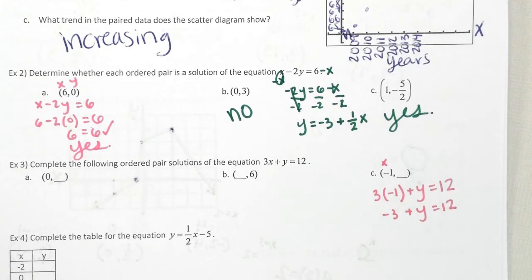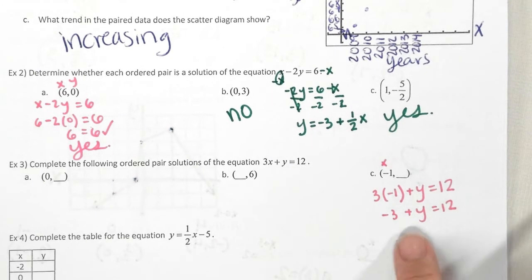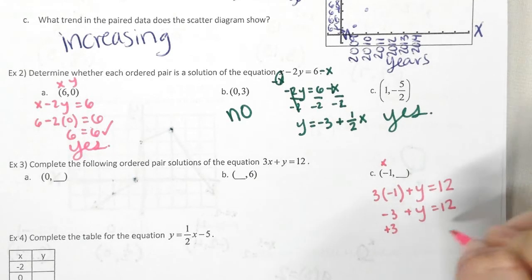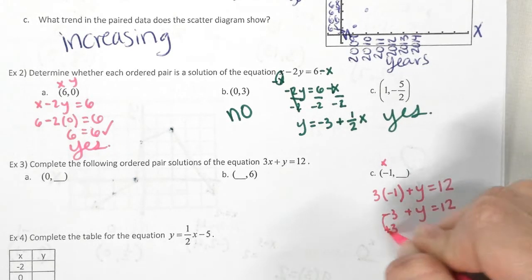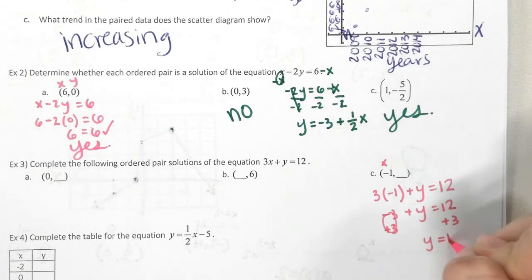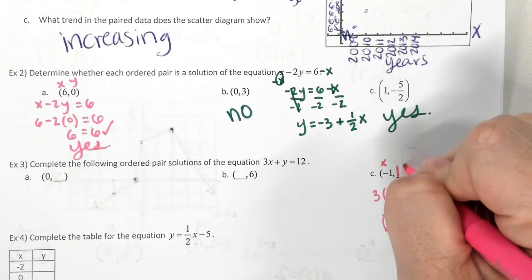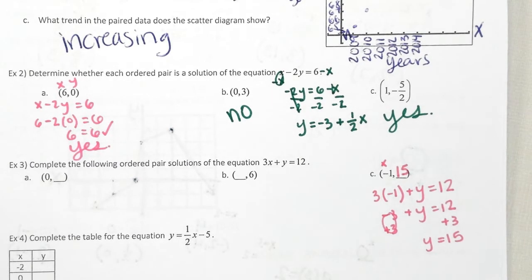And now how do I move that negative 3 to get Y alone? No. There's a plus sign in the middle, so it's not multiplying, it's adding. So what's the opposite of negative 3? And I get Y equals 15. So that's how you would do them one at a time.